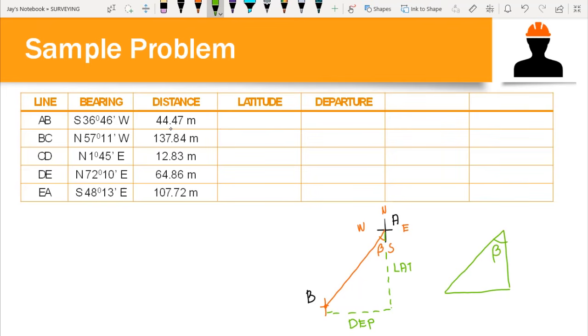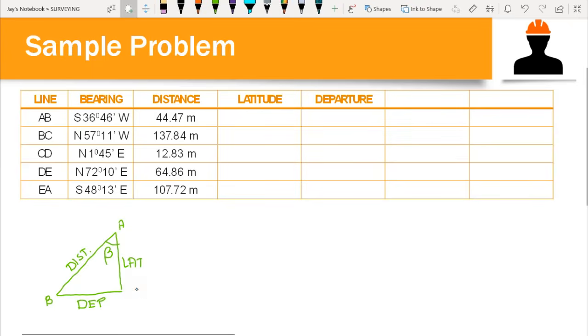Again, bearing angle always refers from the vertical side, either from the north or from the south. Okay, so this side here is our latitude, this side here is our departure, and this one is the distance, from A to B. So we should compute the value of our latitude and departure using trigonometry.